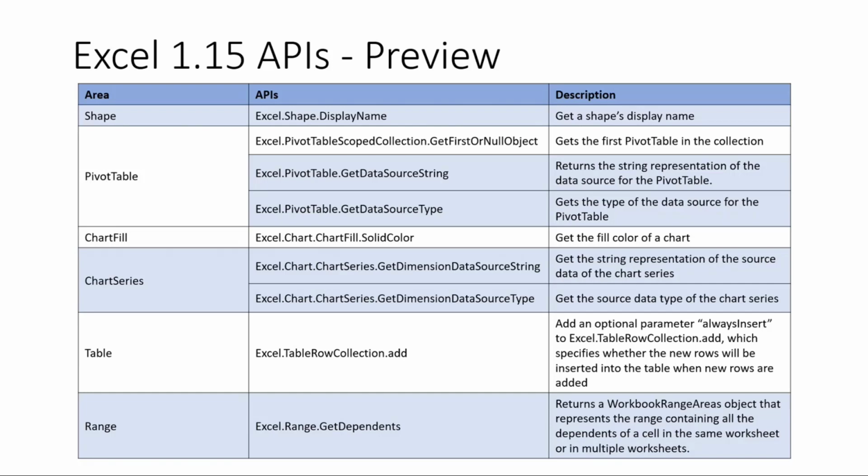We also have a couple more APIs around shape and table. These are based on customer requests. Remember, we have our M365 developer suggestions, which I think was linked earlier, but we will have links to later in the presentation, where you can request features. We do look at that to help prioritize new additions to the API surface.